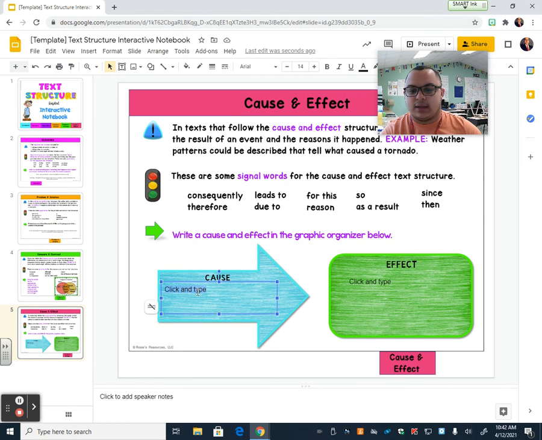So, I'm going to say I was thirsty, so I drank water. I was very thirsty. So the effect of me being thirsty was that I drank water. The cause of me drinking water was because I was very thirsty.